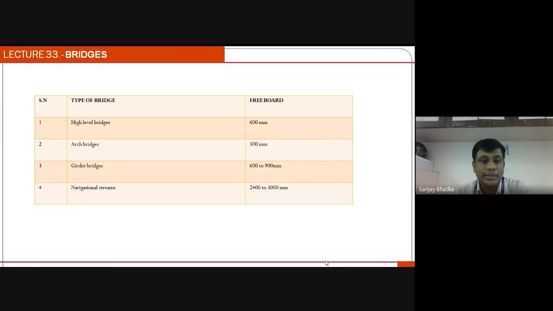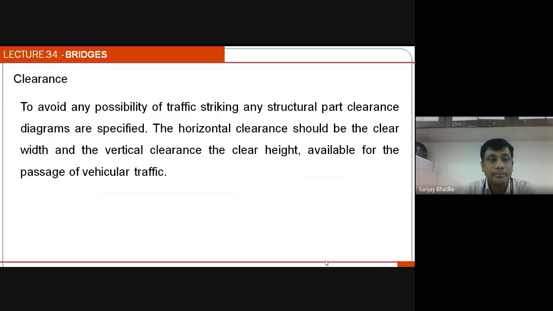So here you can see the various types of bridges. For a high level bridge, the freeboard should be 600 mm. For an arch bridge, the freeboard should be 300 mm. For a girder bridge, the freeboard is 600 to 900 mm. And for a navigational bridge, the freeboard should be 2400 to 3000 mm.